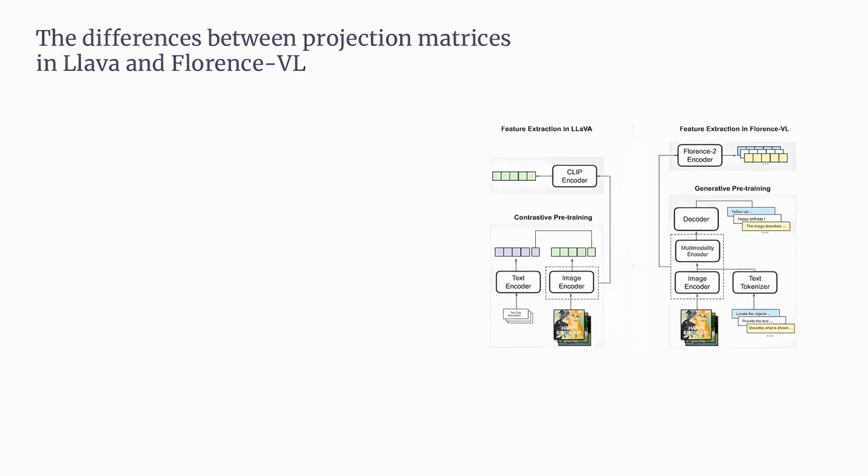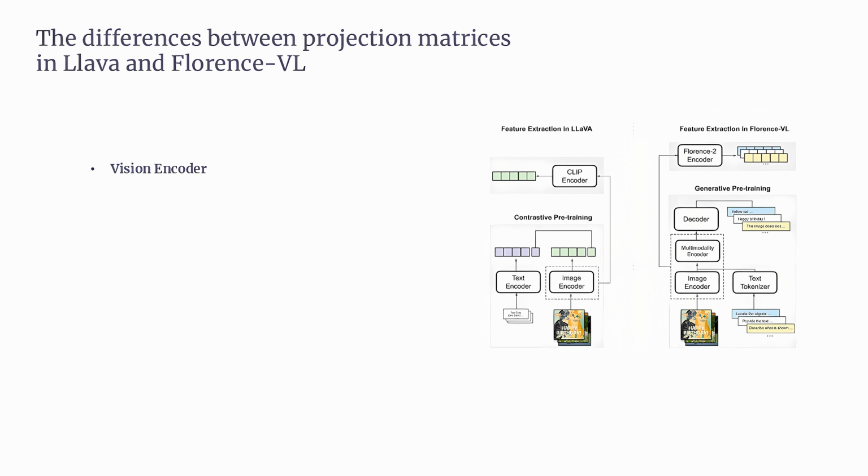Now let's break down the key differences between the projection matrices in LLaVA and Florence VL. These differences primarily come down to the design, functionality, and the underlying vision encoders used. Here's a detailed comparison. The first, vision encoder. For LLaVA, the vision encoder is CLIP, Contrastive Language Image Pre-training. CLIP is excellent at extracting robust image features, especially due to its use of contrastive learning. However, its focus is more on learning semantic alignments between images and text rather than in-depth visual feature extraction, which can limit its performance on certain vision-heavy tasks.